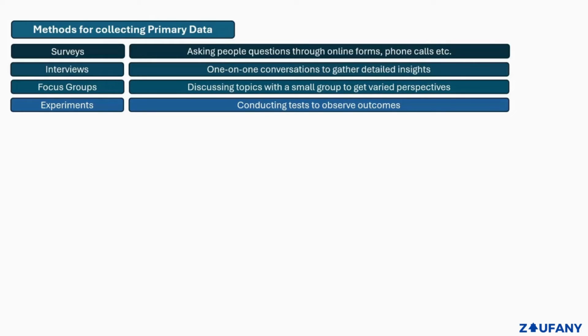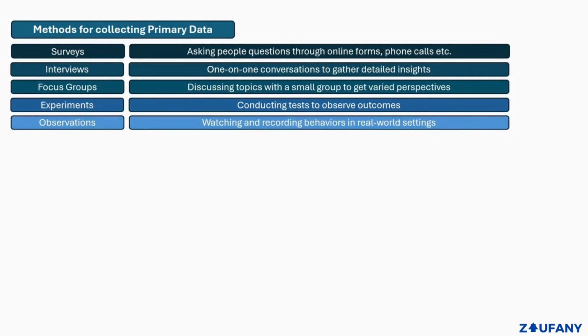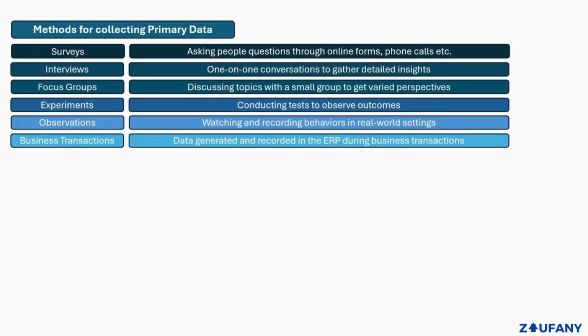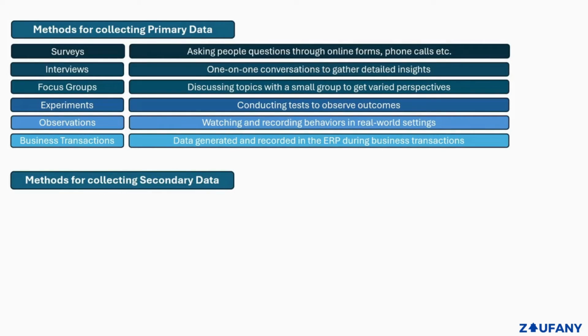Experiments. This is conducting tests and observing outcomes from the test. For instance, testing a new drug in a clinical trial to assess its effectiveness. Observations, watching and recording behaviors in real world settings. For example, observing customer behavior in a retail store to improve layout design. Business transactions, data generated and recorded at the source during the actual transaction, such as inventory updates, sales, or customer orders. Secondary data can be collected in different ways.